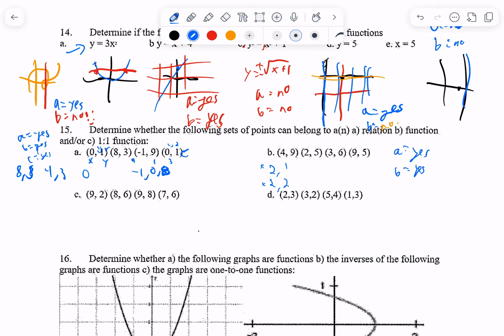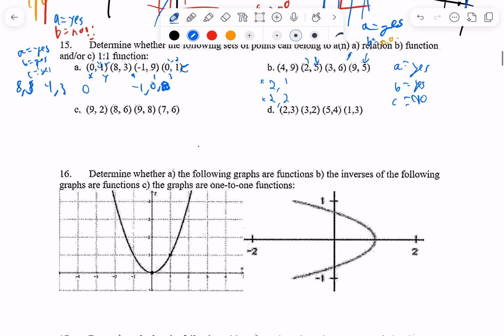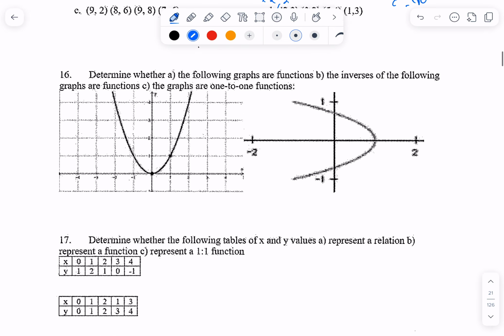So yes, but now if it's a one-to-one function, you see how the 5 repeats over here in the y for two different x's, a 9 and a 2. That means it's not a one-to-one. Alright, and again, please text if you would like me to go over C and D.